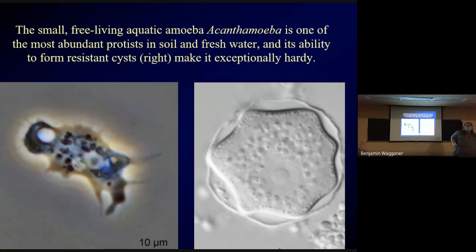There are some amoebas that are facultative parasites. This one is extremely common in soil or freshwater. Typical size is maybe something like 25 microns. It's not that big.